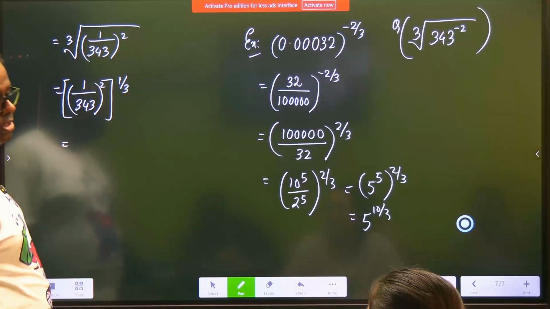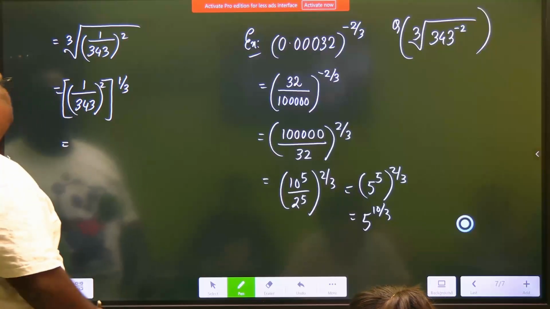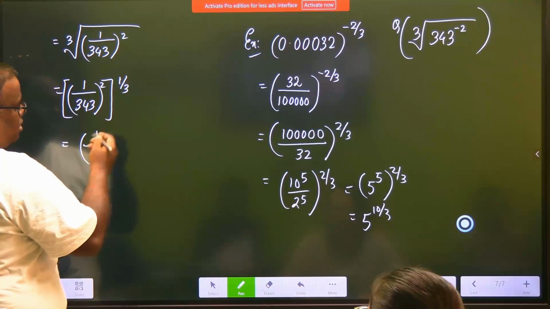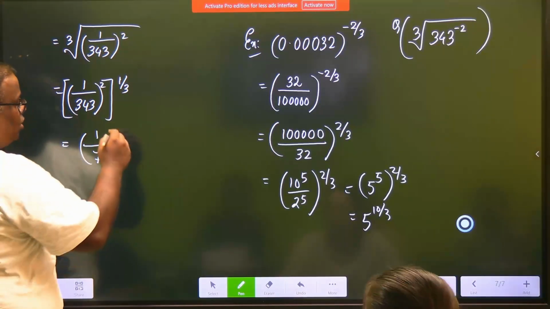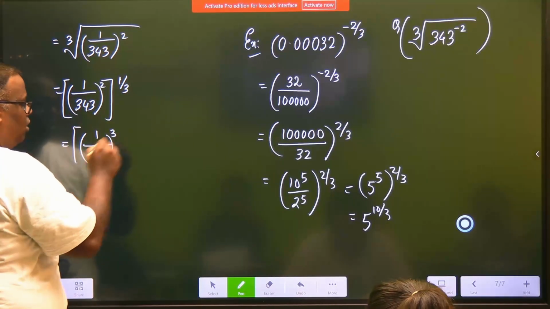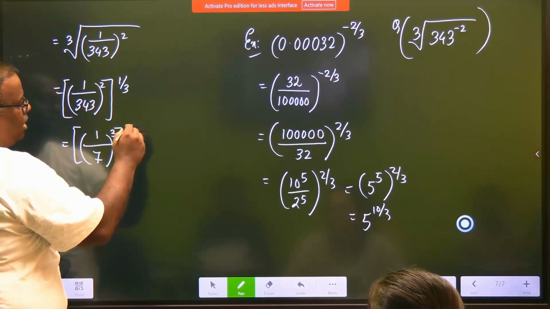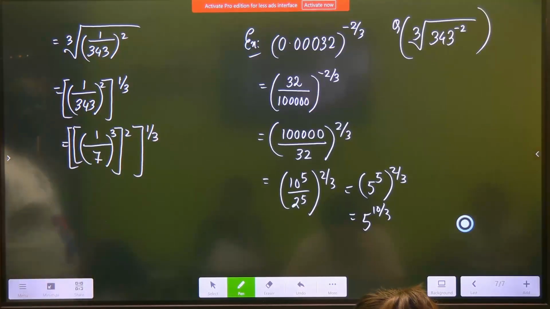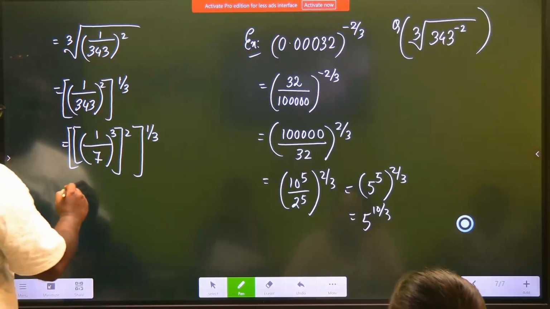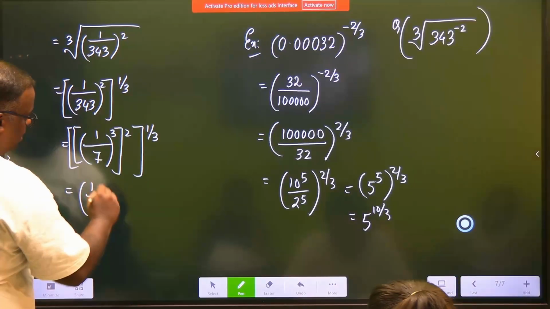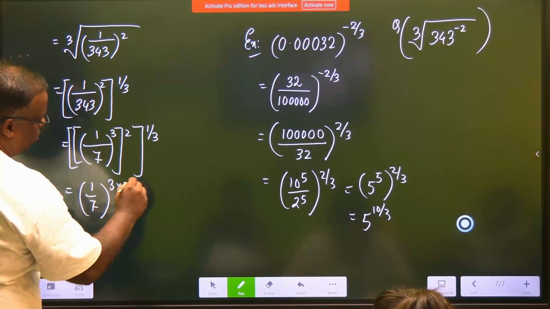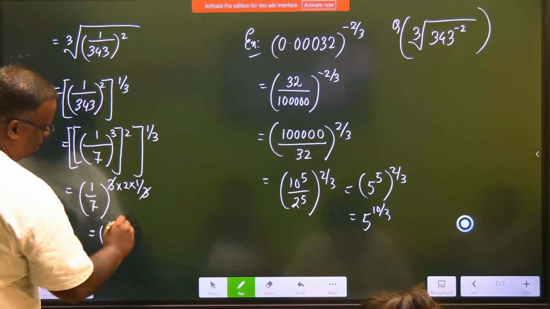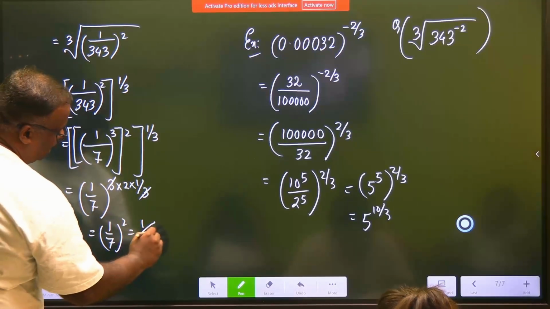Whose cube? 7's cube. So can we write this as 1 by 7? 7's cube means 1 cube, same thing. You can put the cube here also. And then you have a square. And then you have a 1 by 3. Agreed? So finally it is 1 by 7 to the power 3 into 2 into 1 by 3. 3 and 3 cancel. So it is 1 by 7 whole square, which is 1 upon 49, which is correct.